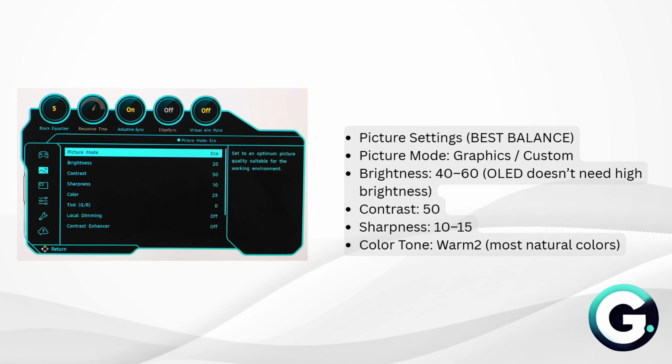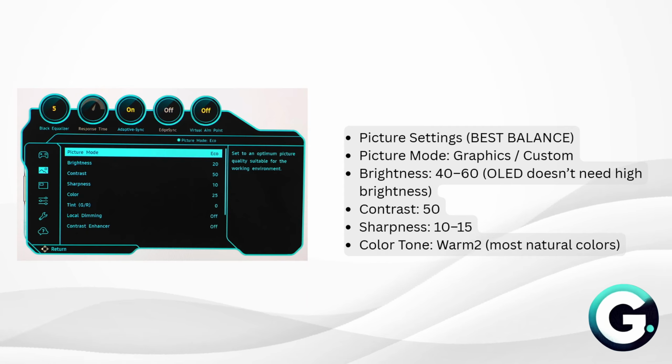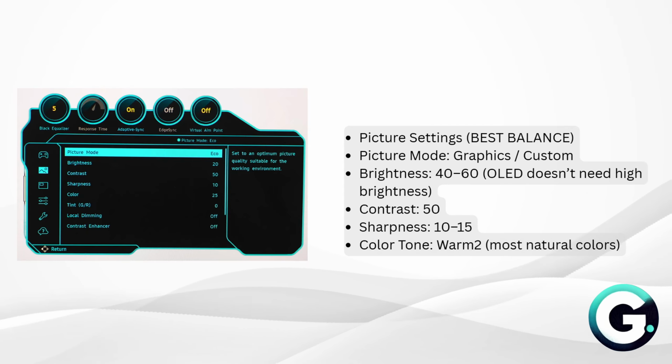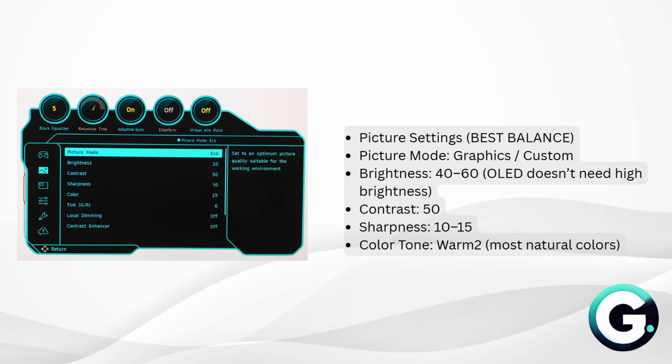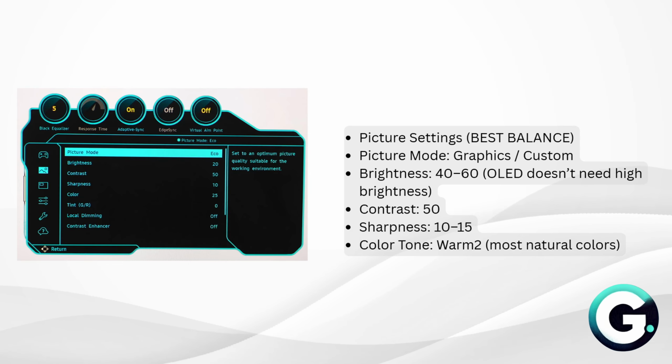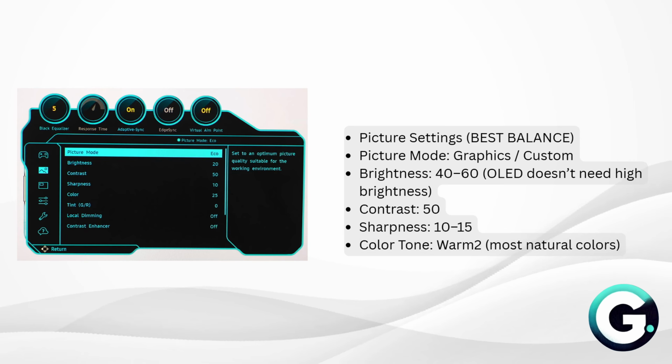Now, for picture setting, you want to use graphics or custom for the preset. Brightness at 40 or 60 because OLED doesn't need high brightness. Contrast at 50, sharpness at 10 to 15, and the color tone at warm 2.